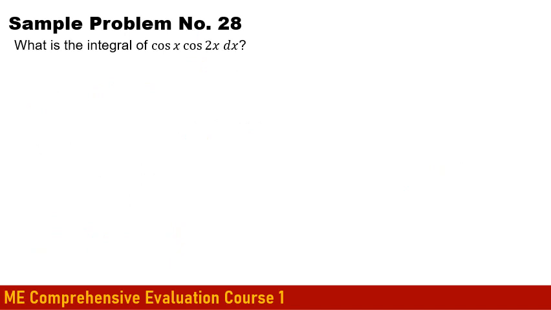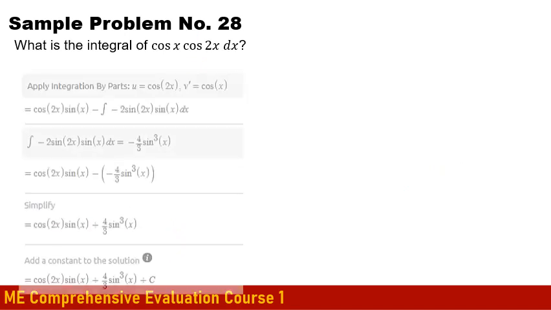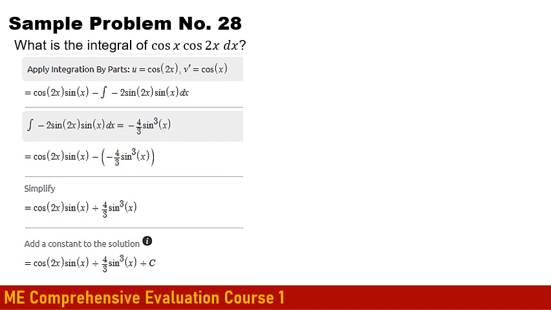What is the integral of cosine x multiplied by cosine 2x dx? Applying integration by parts, we put u equals cosine 2x and v prime as cosine x. Our integration by parts is simply uv. So our u is cosine 2x, that's why we have here cosine 2x multiplied by v. So v is the integral of cosine x, which is sine x, that's why we have sine x here, minus the integral of v du.